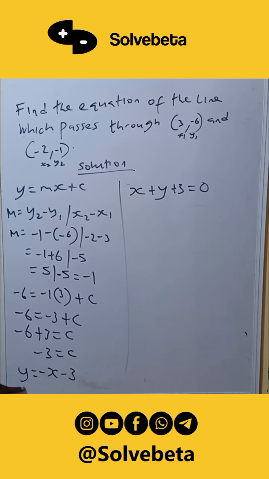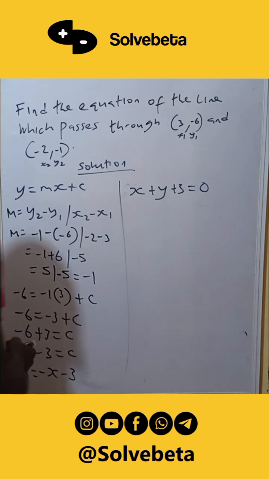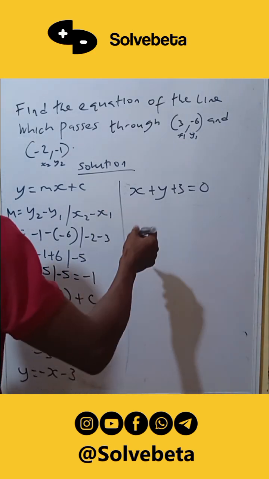But you can also write it this way. Bring minus x to this place, you have plus x, x plus y. Bring minus 3 to this place, you have plus 3, is equal to what? 0, because all of the terms here have moved to here.